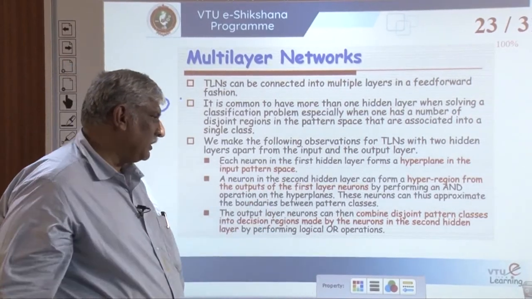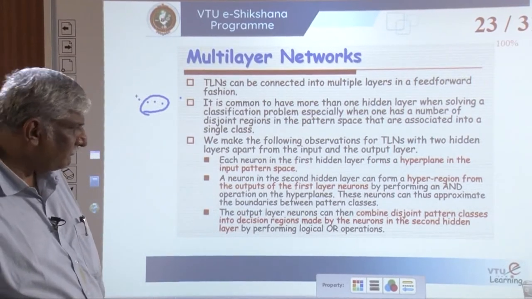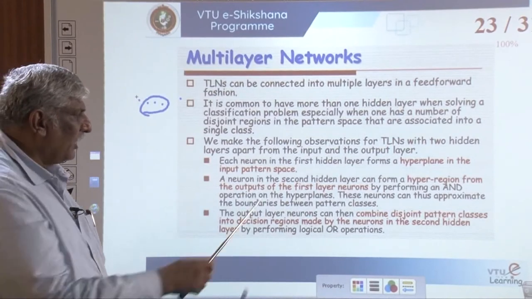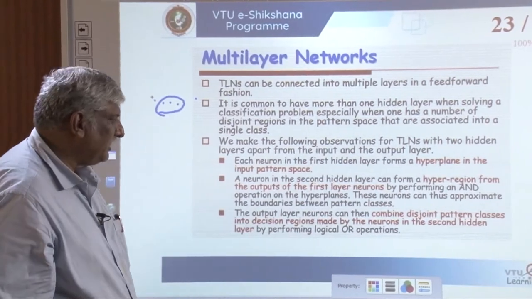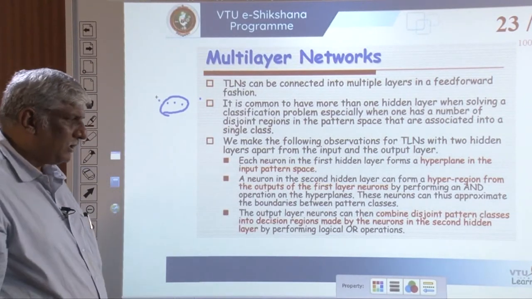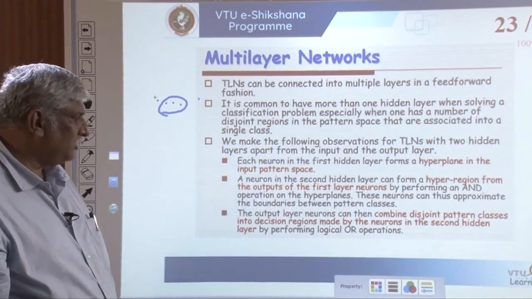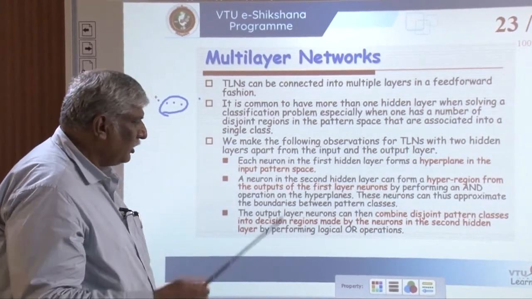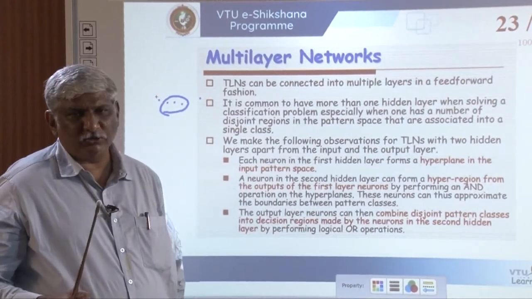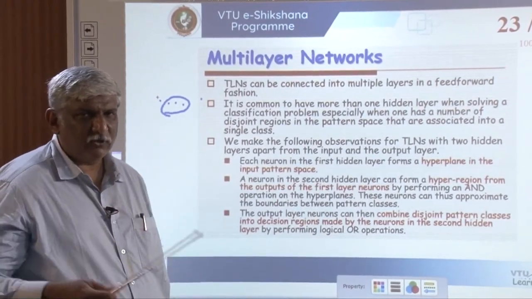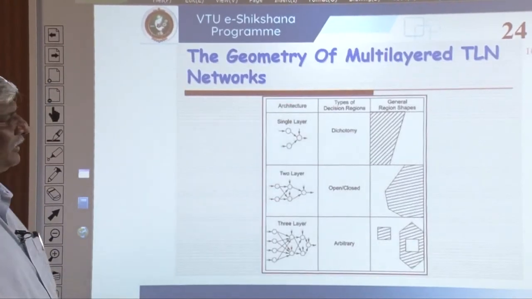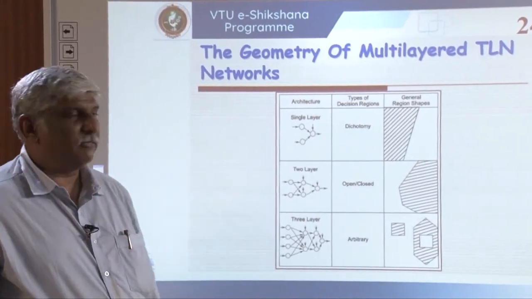The second layer forms a hyper region from the outputs of the first layer neurons by performing the AND operation of the hyperplanes, and these neurons can thus approximate the boundaries between the pattern classes. The output layer neurons can then combine disjoint pattern classes into decision regions made by the neurons in the second hidden layer. So by performing logical operations, you can combine the output of the first one and the output of the second one, so that I have a multi-layer network. These are some of the examples where I can have this multi-layer case.